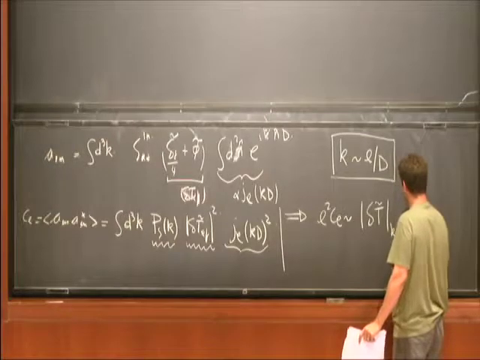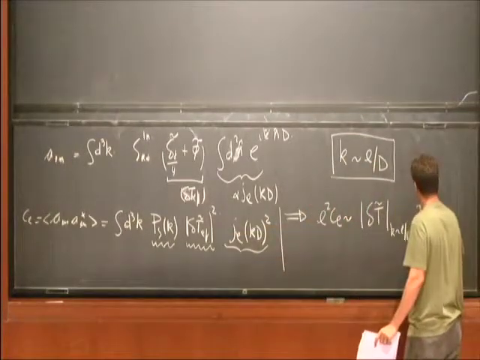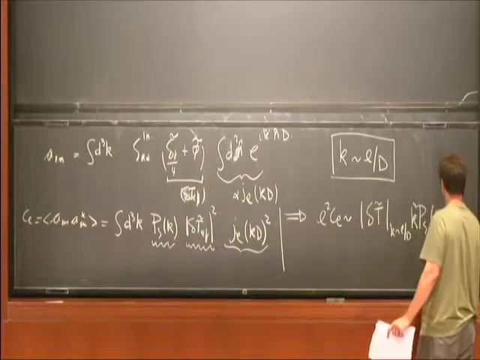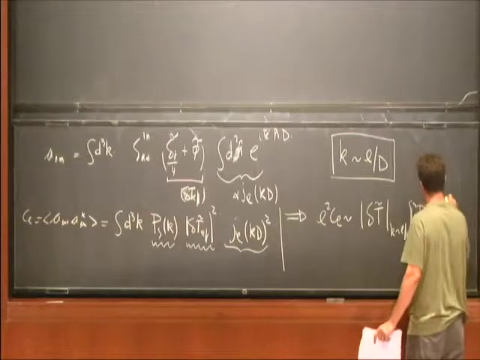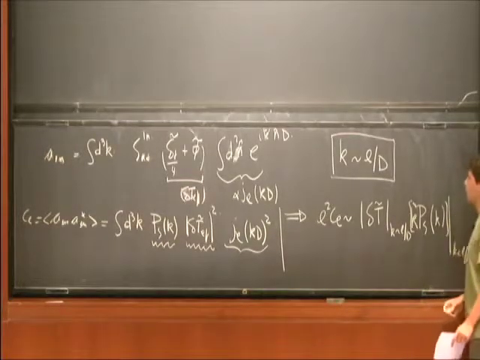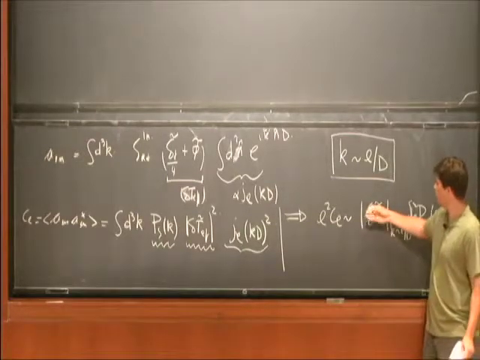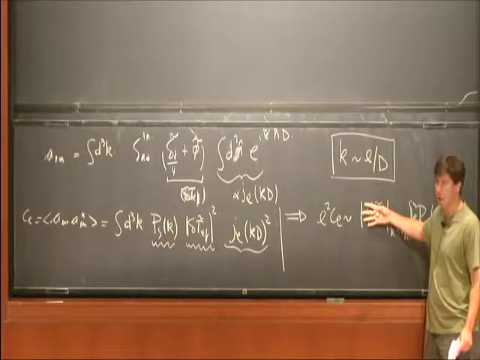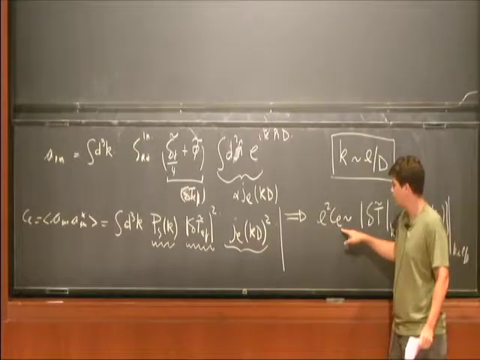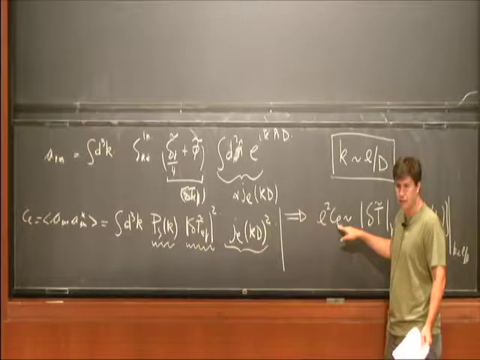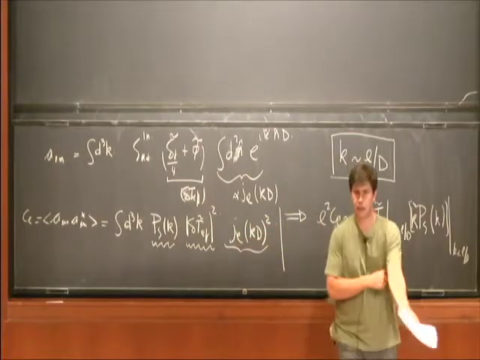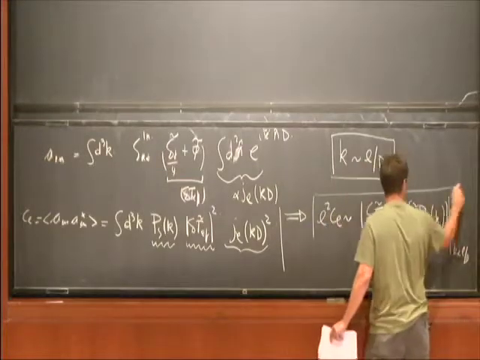at k given by L over D, and the power spectrum of the initial conditions, k cubed times the power spectrum of the initial conditions, also evaluated at k of order L over D. So this is the rough idea, and you can see that if this did not have any scales in it, the scale invariant spectrum of zeta, such that k cubed P of zeta is constant, leads to a scale invariant spectrum in L, which is L squared CL equals a constant, okay? And this L squared comes from the integral of the Bessel function squared over all k. I leave this as an exercise to do.